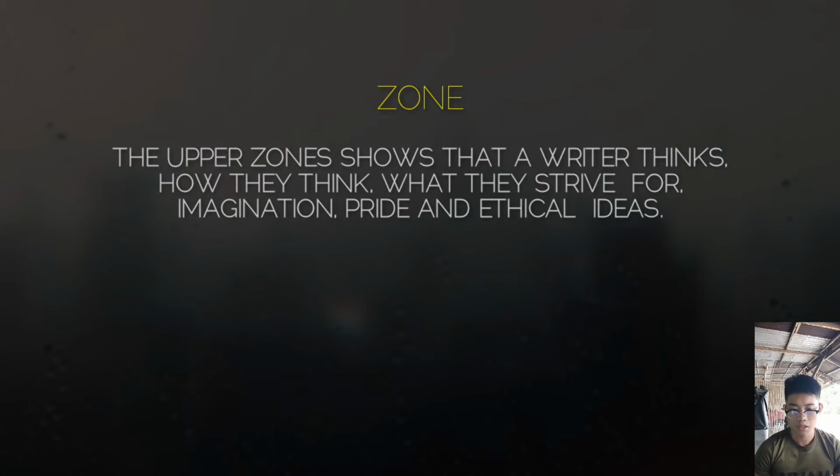Okay, next, zone. Sabi dito, the upper zone shows that a writer thinks, how they think, what they strive for, imagination, pride, and ethical ideas. So sa zone, dito daw nakalagay yung lawak ng pag-iisip ng isang writer, kung paano sila mag-isip habang sila ay nagsusulat. How they think, what they strive for, then imagination, then pride and ethical ideas.